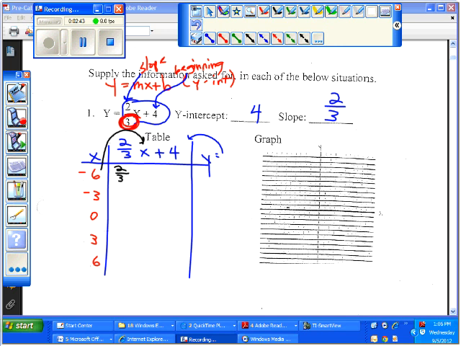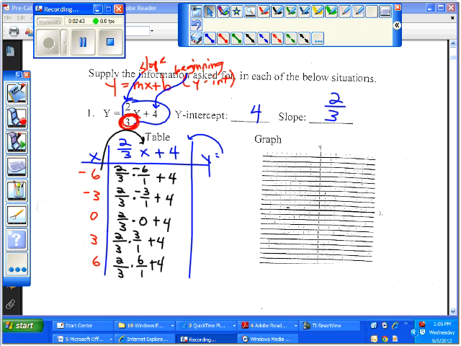So we're going to have 2/3 times the x of -6 plus 4, 2/3 times the x of negative 3 plus 4, 2/3 times the x of 0 plus 4, 2/3 times the x of 3 plus 4, 2/3 times the x of 6 plus 4. So we plug in all of those x's. We solve using the order of operations, sign rules, fraction rules, or whatever other rules apply.